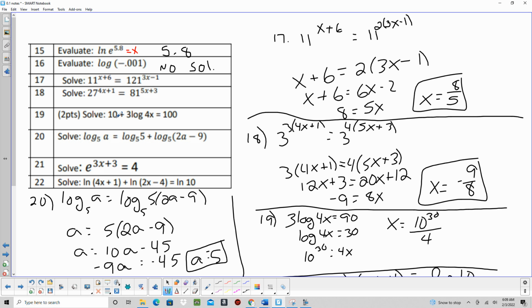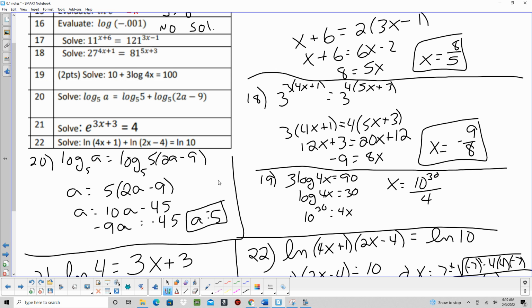19, I subtracted 10 from both sides. That's where the 90 comes from. And then I divided by 10. And then I rewrote it in log form. The base here would have been 10. So 10 to the 300 equals 4x divided by 4. And it looks like I did everything but the calculator work on that. You're going to get something humongous.